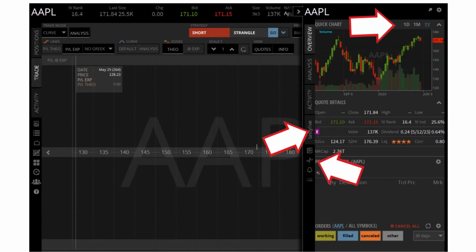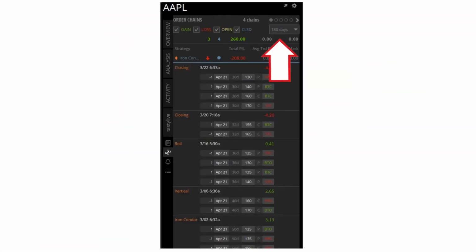You can also click on the Trade Chain tab and see your trades over the last 30, 60, 90, and 180 days. This is one of my favorite features on the platform. You can see in this particular account, $260 was made over the last 180 days with these trades listed in Apple. It really allows you to see what you have done in a particular underlying stock.